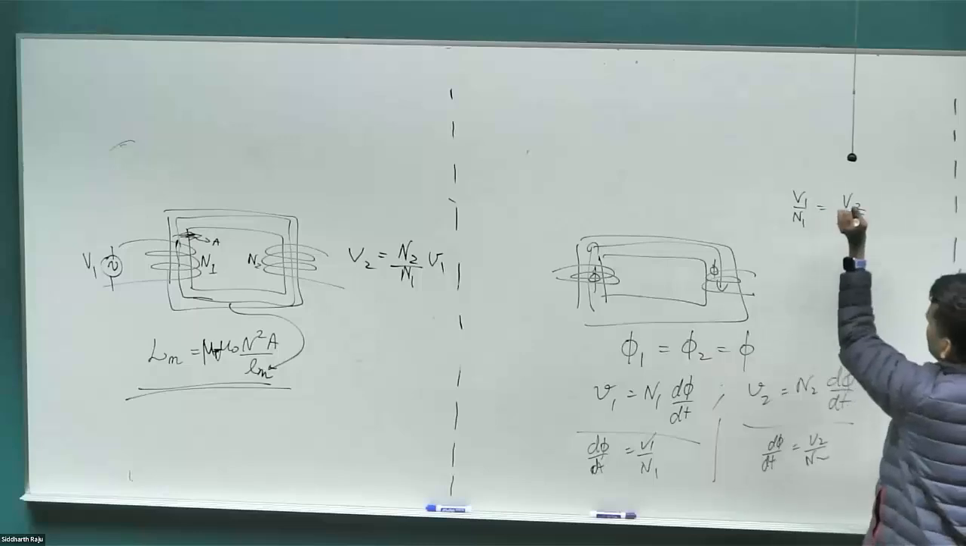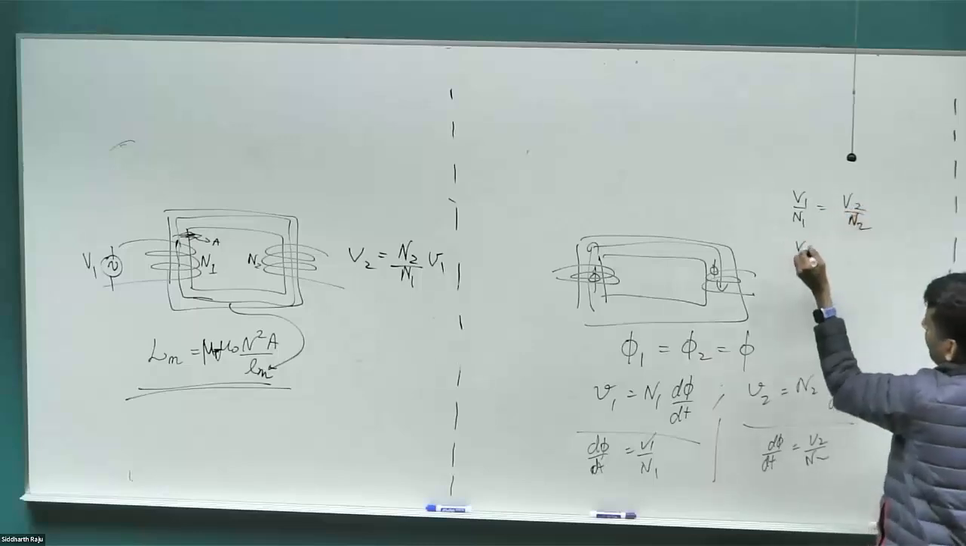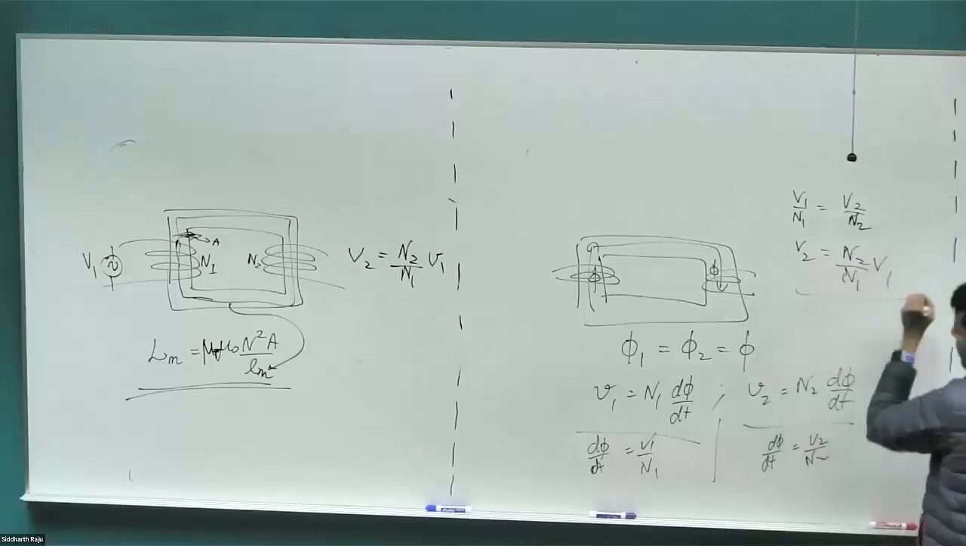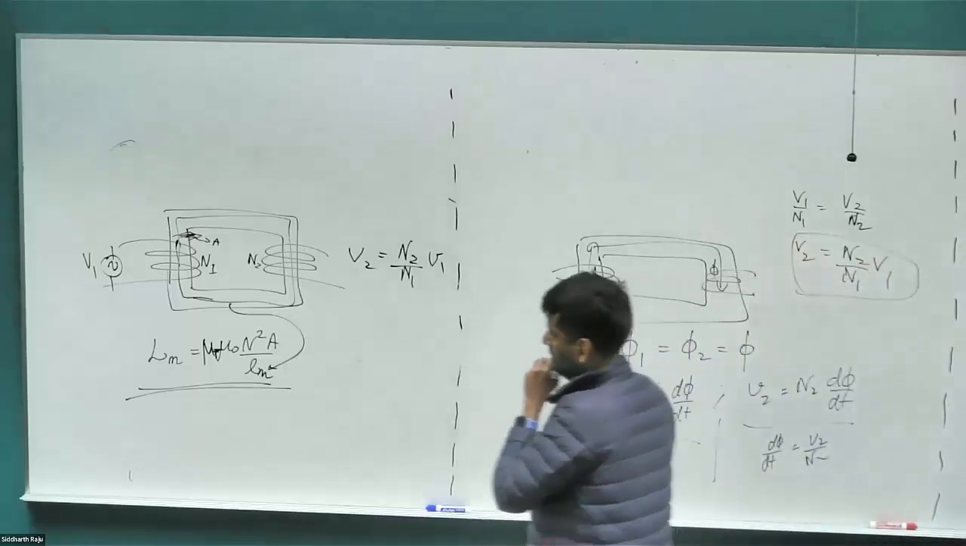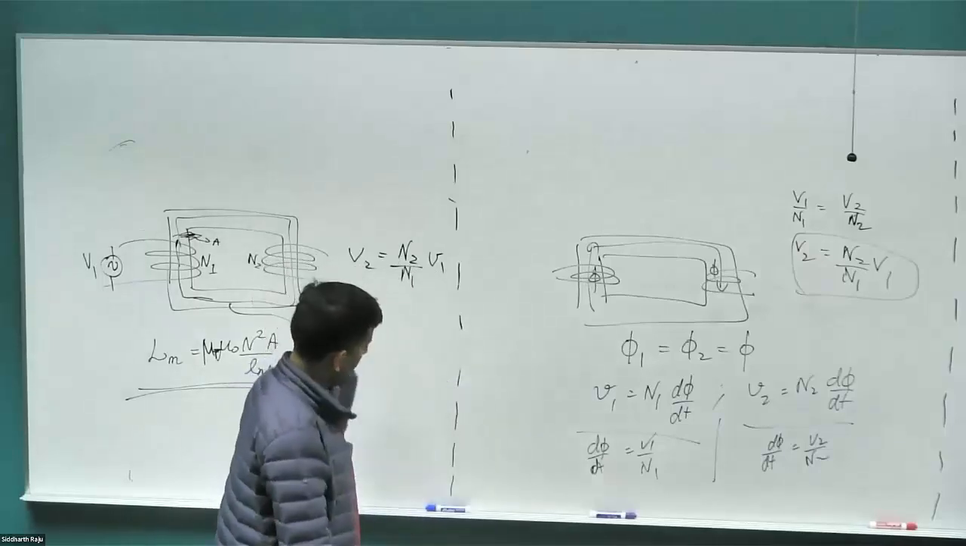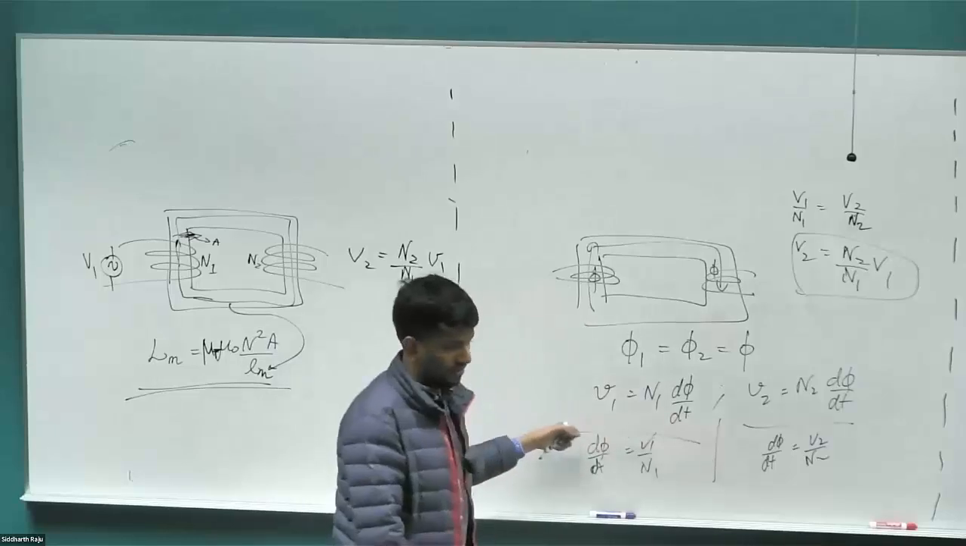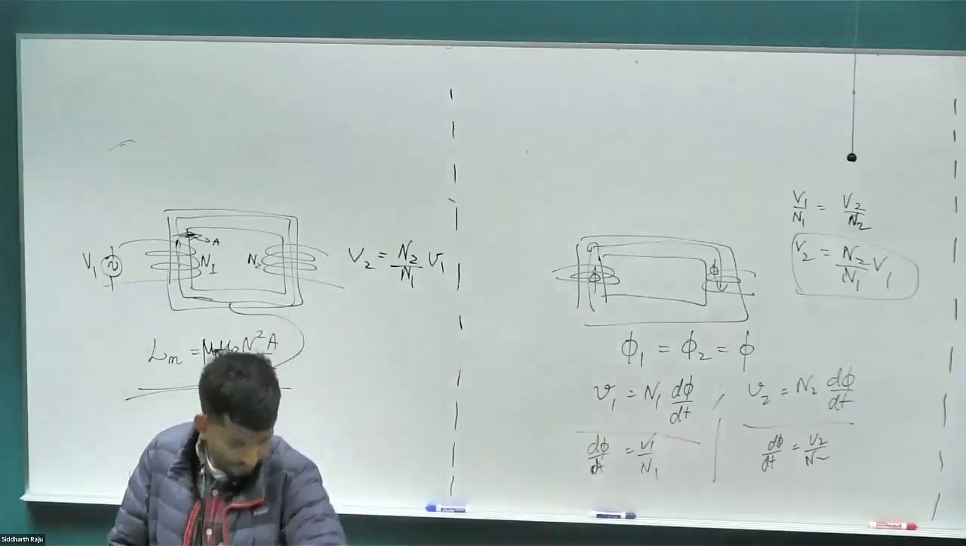So your V2 ends up being N2 divided by N1 times V1. Right? So basically the voltage balance, whatever Hannah gave, the underlying fundamental reason is the answer Jonah gave, which is basically the flux is exactly the same in both coils. Right?